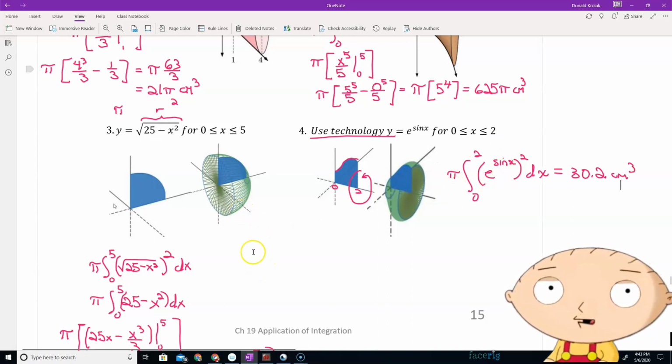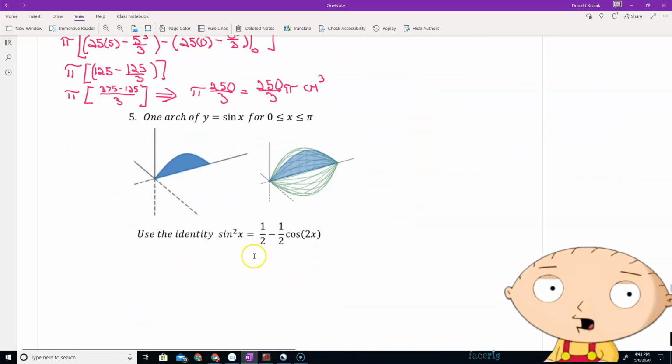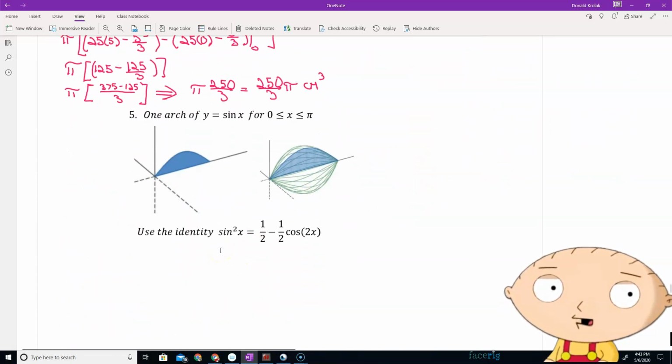Okay, splendid. All right, one arch of y equals sine x between 0 and pi. And it says to use the identity. So we'll do it first using Desmos, and then we'll do it algebraically.